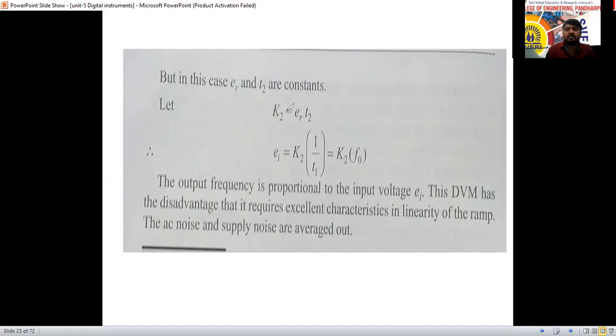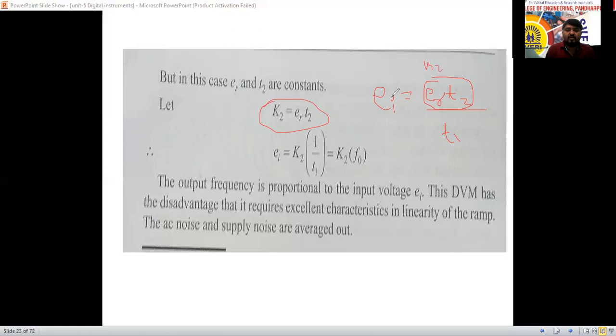That is called the constant K here now. EI is the input voltage. Input voltage equals, we know the formula, ER times T2 divided by T1. Already ER and T2, these two are constant, which means we can write this as K2 here now. It is a constant.